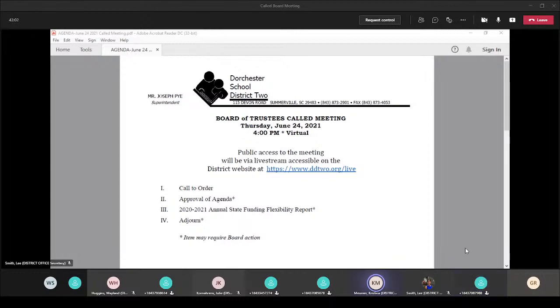This is our annual state funding flexibility report. We prepare this every year. It's a requirement for the State Department. A little explanation about this report. We receive monies from the state that come to us in different funds. So we are allowed to flex those funds. That's the term from the state. We can flex those funds into our general fund to pay for instructional and instructional support costs.